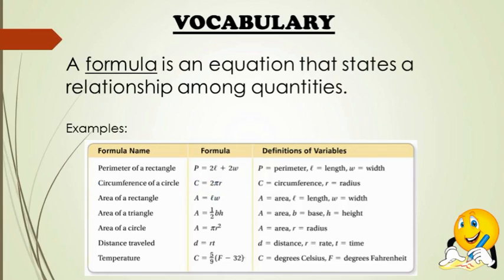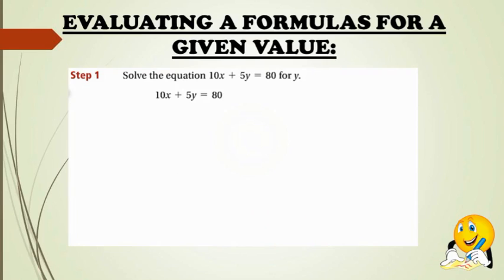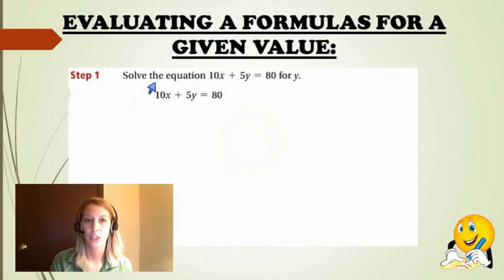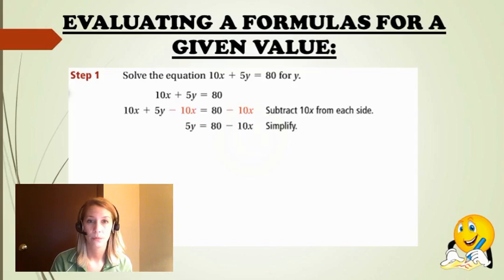So let's go ahead and move forward, and we're going to take a look at evaluating a formula for a given value. First we're going to solve this equation: 10x plus 5y is equal to 80. What we're asked to do is to solve for y first, which means we need to get that variable all by itself. Our first step would be to subtract 10x from both sides of the equation so that 5y, our variable y, is on the left side of our equation, and the variable x is on the right side of the equation.